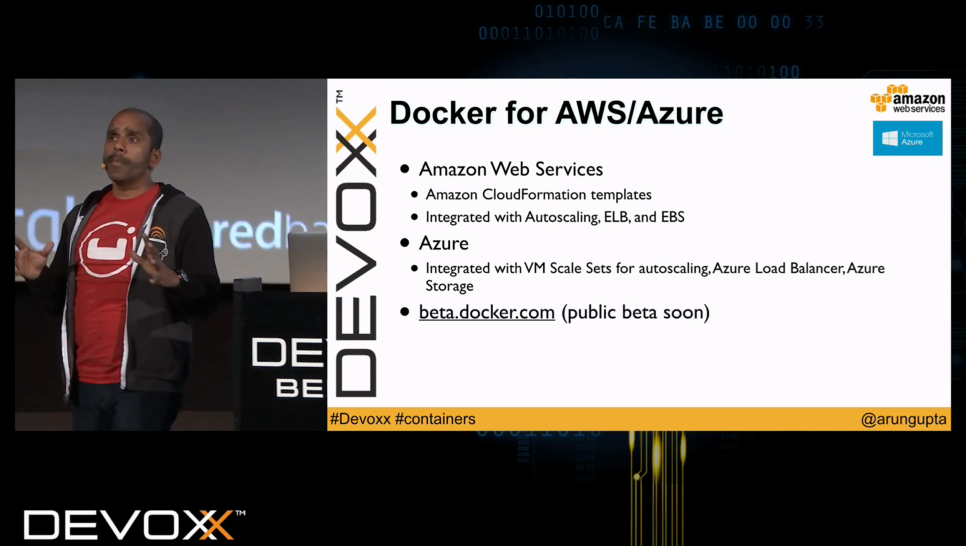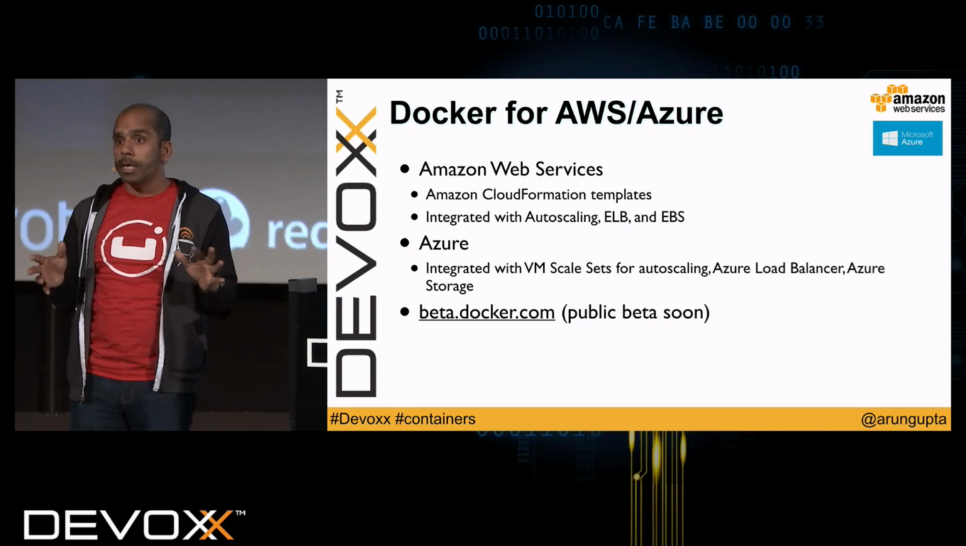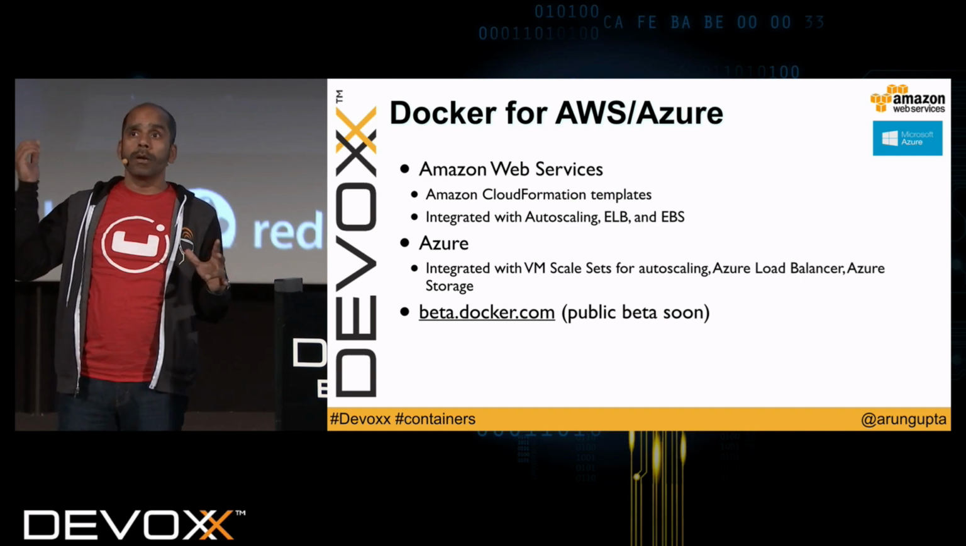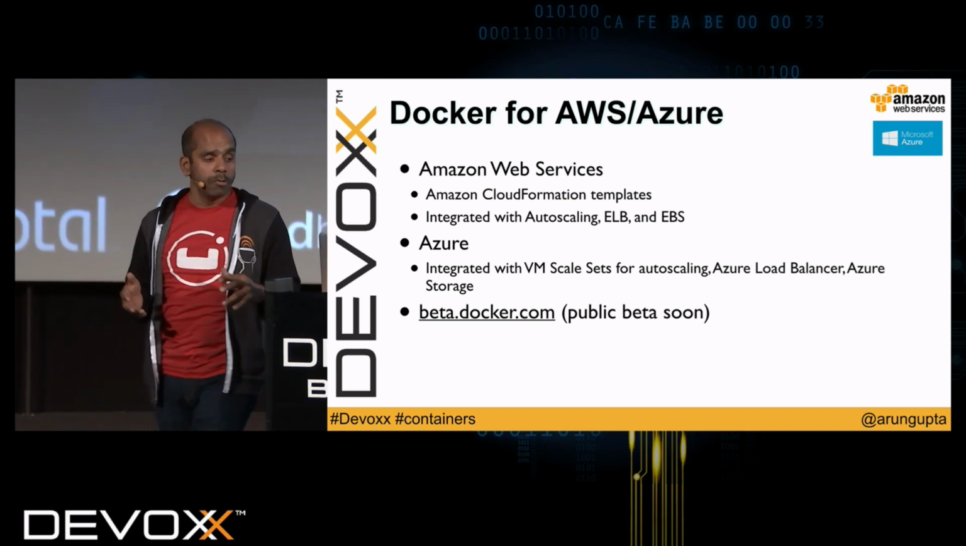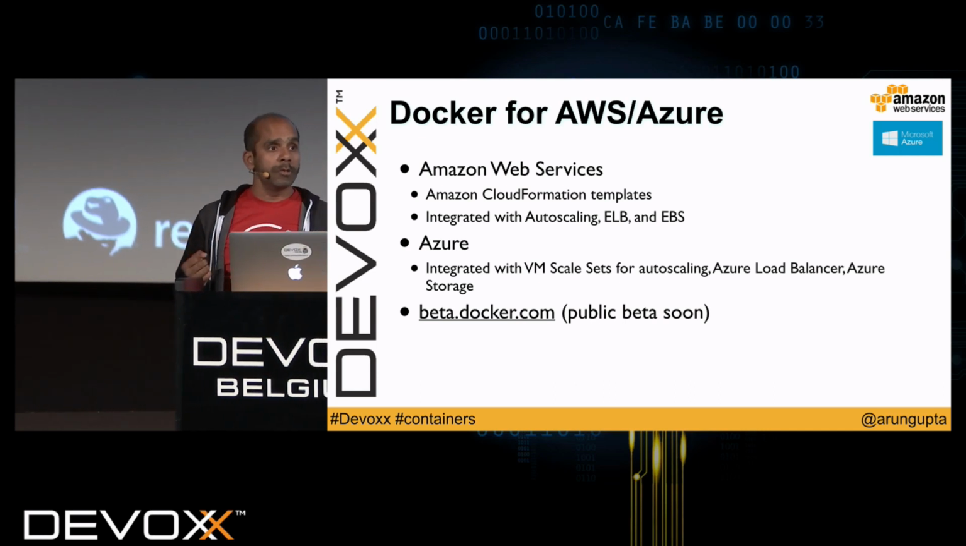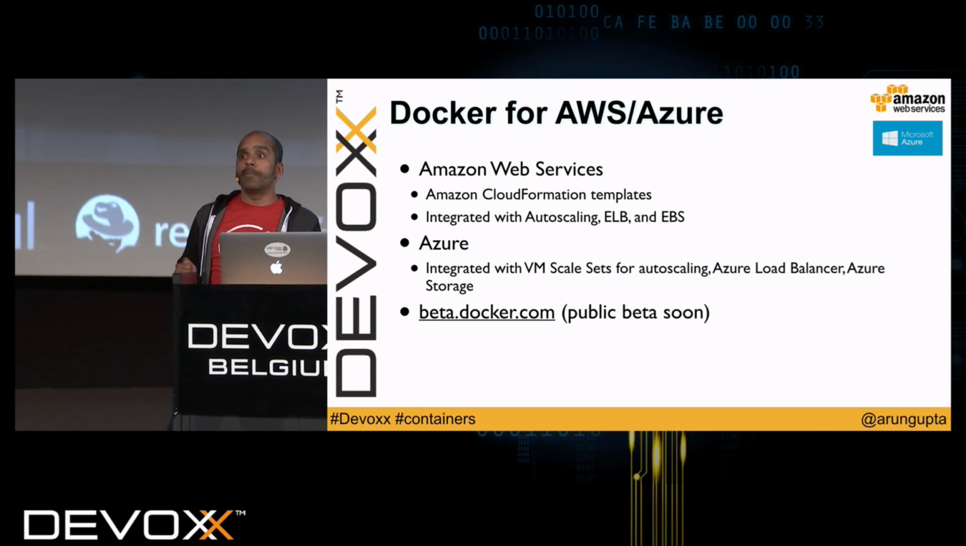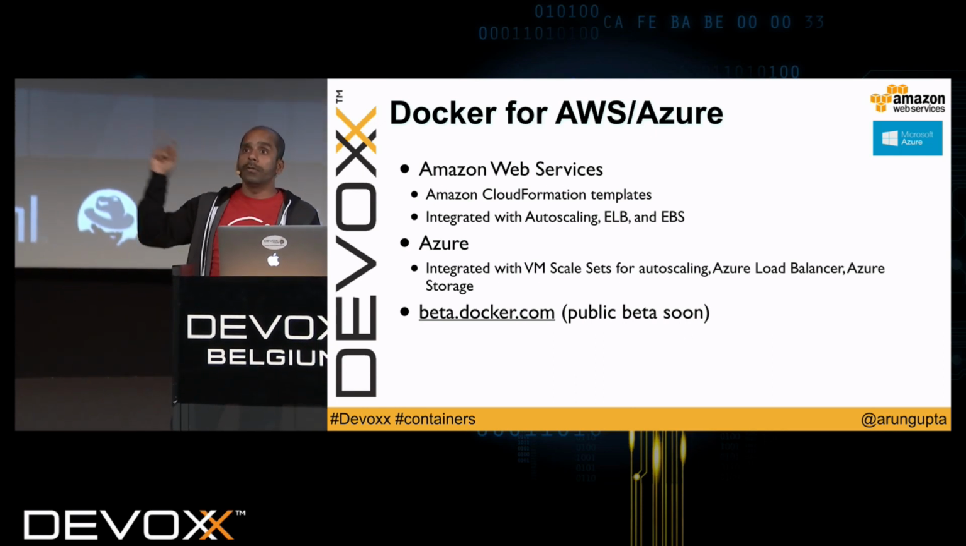Today, Docker for Mac, Docker for Azure and AWS is restricted availability. But I've been told this is going to be generally available very soon. So beta.docker.com is where you will start getting access to these tools. Essentially, end of the day, I get an email that, hey, a new version has been updated. I click on it, then I go through the CloudFormation template, and I'll show that to you in a second.